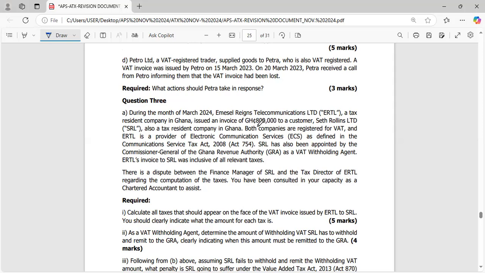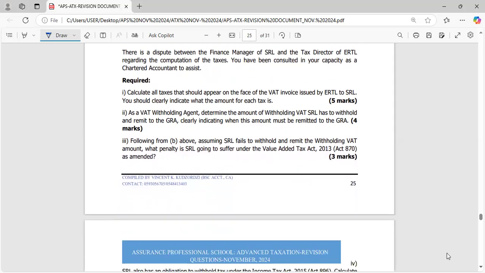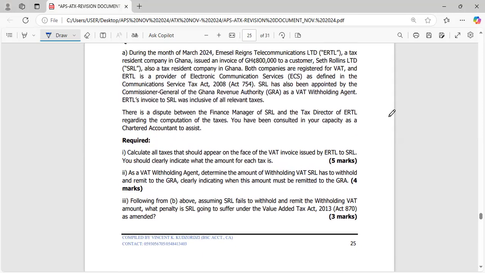You compute the VAT first, 15%, that is 15 over 115 multiplied by this amount. Take it out, and the base now will be 111. So the communication service tax will be 5 over 111 multiplied by the value you get. As a VAT withholding agent, determine the amount of withholding VAT that has to be withheld. So when you get the taxable amount, 7% is to be withheld.